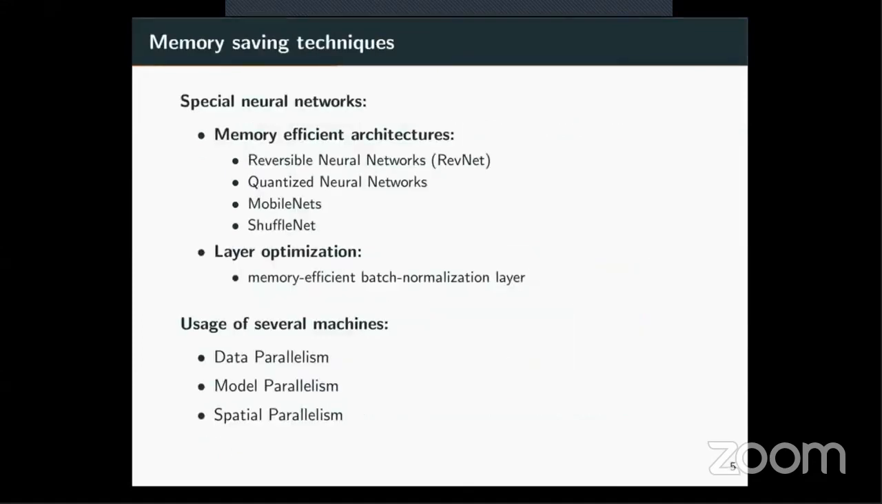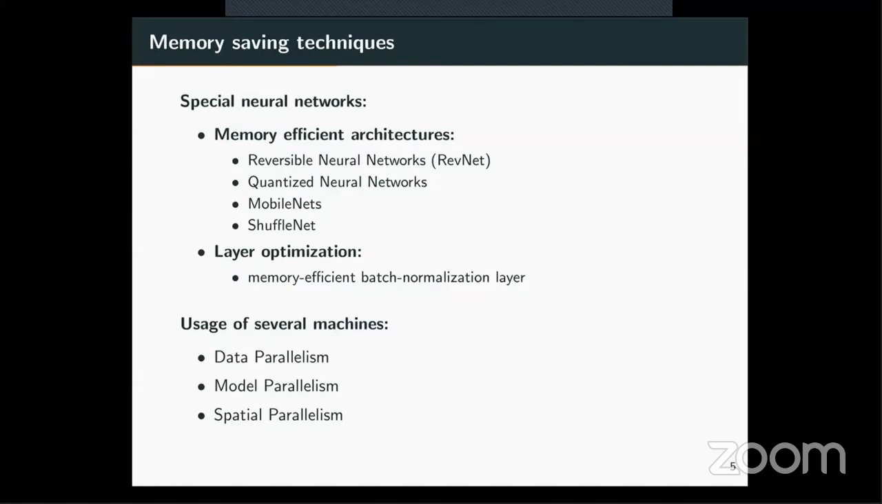In order to save memory, different approaches have been developed. For example, MobileNets, ShuffleNet, and quantized neural networks are special neural network architectures that minimize the memory used by the parameters. RevNet is a special architecture where there is no need to store activations at all, thanks to reversibility. Memory-efficient batch normalization layers store fewer intermediate values.